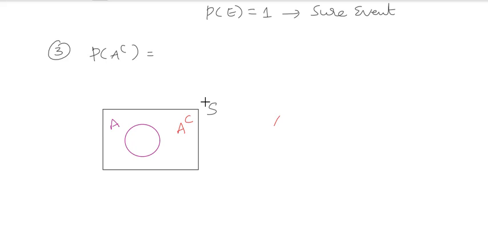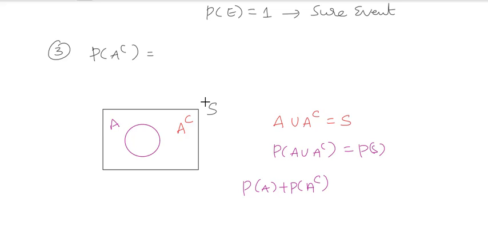If I represent A union A complement, that is nothing but the sample space. If I apply the probability here, I have probability of A union A complement, which is equivalent to the probability of the sample space. So it is probability of A plus probability of A complement, minus probability of A intersection A complement, which is equivalent to the probability of the sample space, which is 1. They are mutually exclusive, so the intersection value is 0. So now I have probability of A plus probability of A complement is equal to 1.